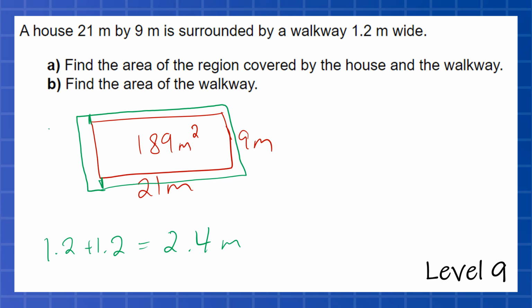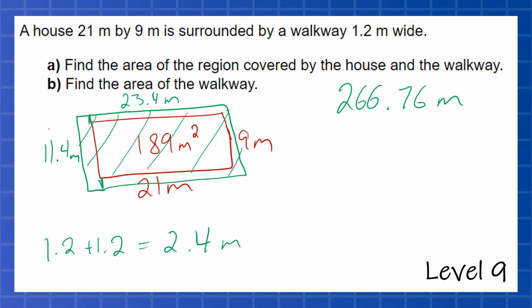So our rectangle is going to be 21 plus 2.4. So that's 23.4 meters. And 9 plus 2.4, so that's 11.4 meters. And so our big green rectangle, if we were to fill in the whole thing, would be those multiplied together. So I'm going to get out a calculator because I don't know that off the top of my head. So I'm going to say 11.4 times 23.4. And so the big one I got was 266.76. And it's going to be meters squared because we're talking about area.